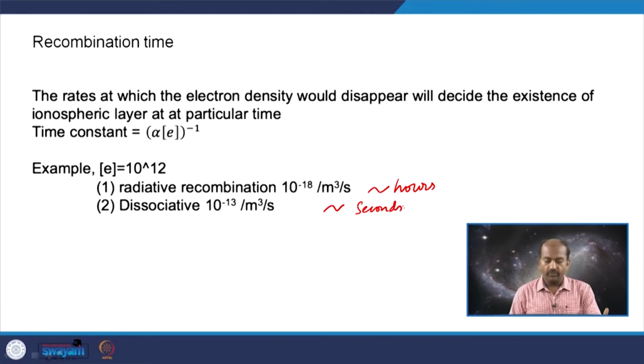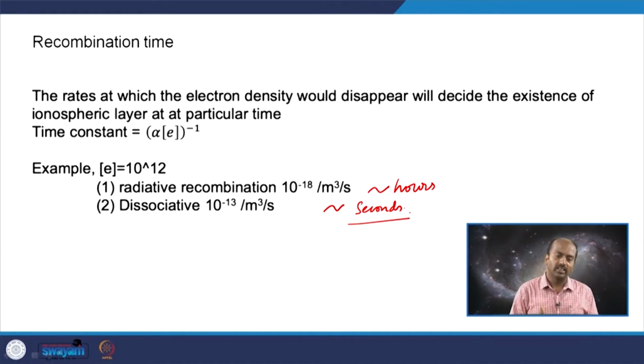So, if dissociative recombination is the only process working in the ionosphere to take care of the electron density, it will only take a few seconds or a few minutes at the maximum for the entire ion density to disappear, or for the entire electron density to disappear. But if radiative recombination is the only process by which electrons and ions are recombining, it will take several hours, let us say, which will stretch beyond the duration of the night.